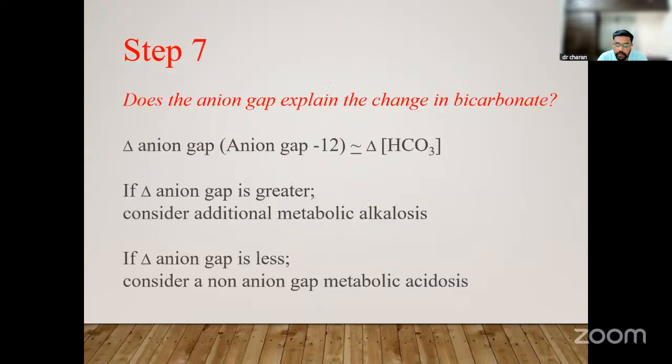Last step, step 7, anion gap. If the anion gap is high, the change in anion gap and the change in bicarb has to be looked into. If the change in anion gap is more than the change in bicarb, that is, the normal bicarb, we all know it is 24. Normal anion gap we take as 12.